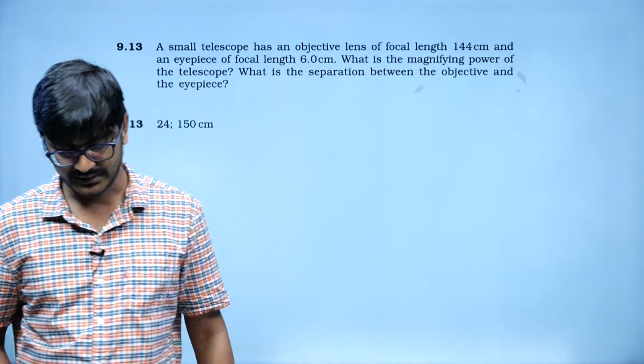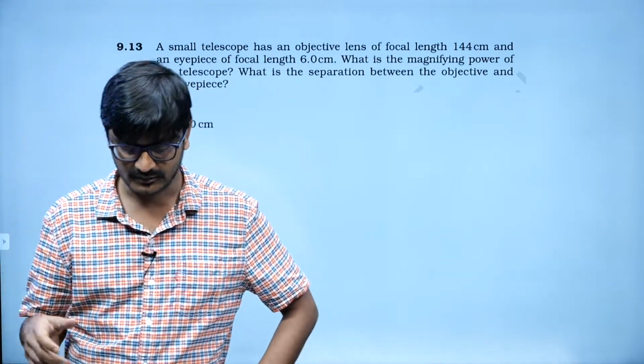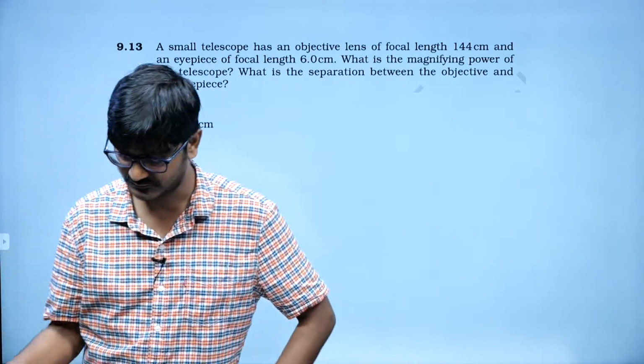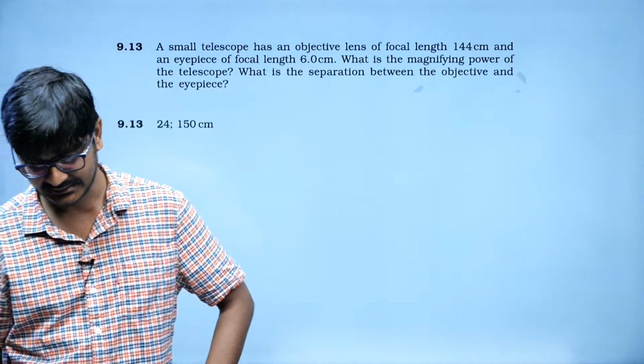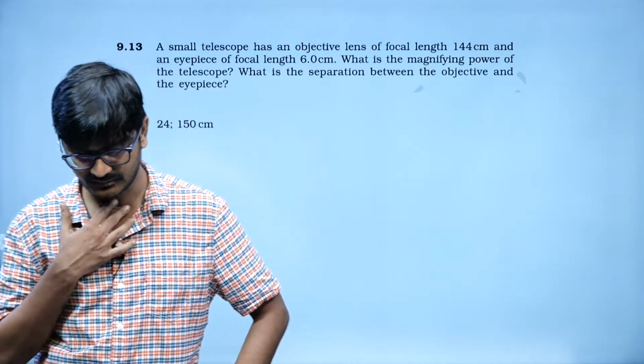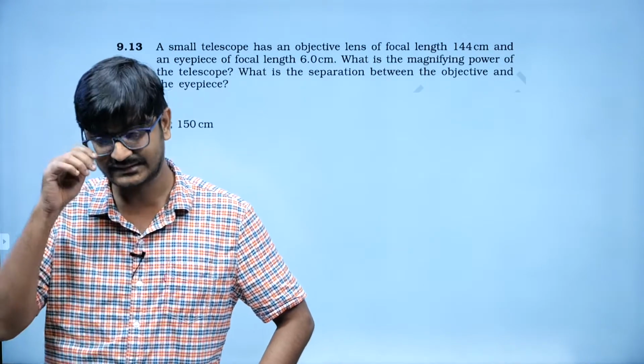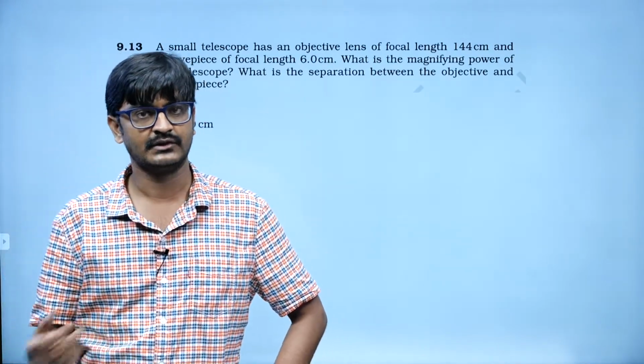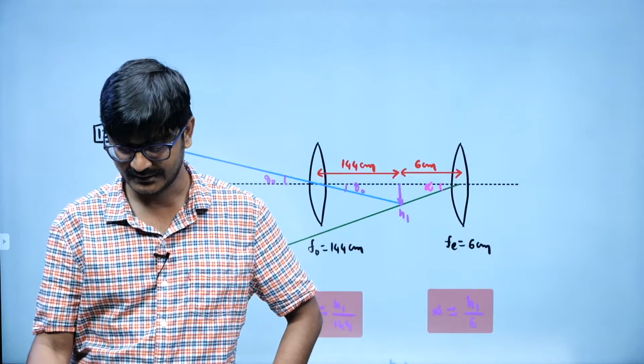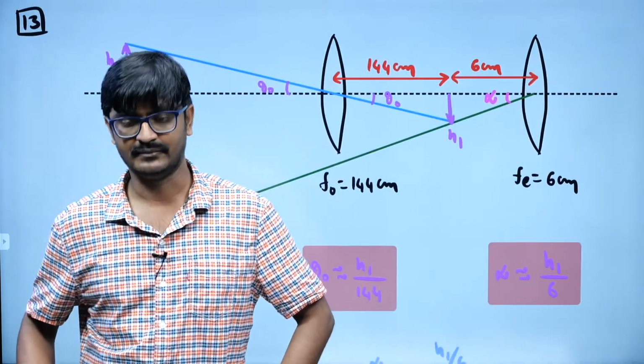Now we are going to telescope. A small telescope has an objective lens of focal length 144 centimeter and eyepiece focal length 6 centimeter. What is the magnifying power of telescope? What is the separation between the objective and the eyepiece? So they didn't say which kind of adjustment it is, so we are going with normal adjustment. That is, image is forming at infinity.